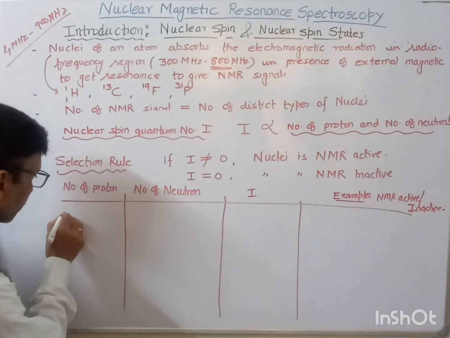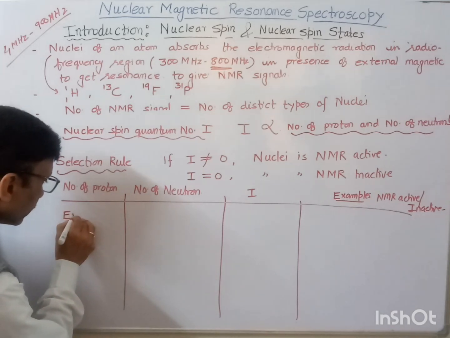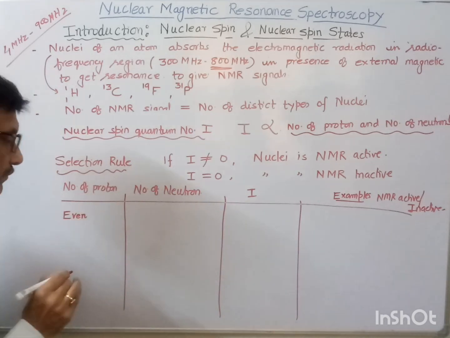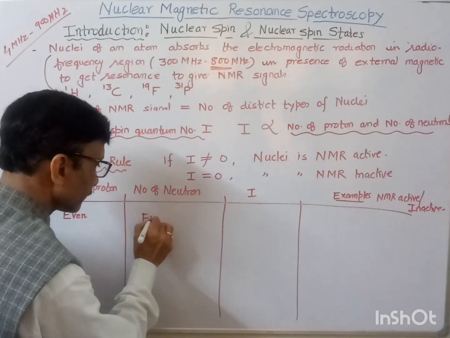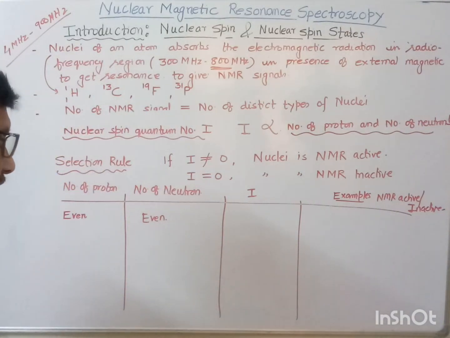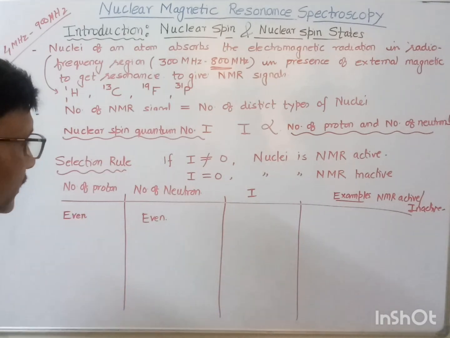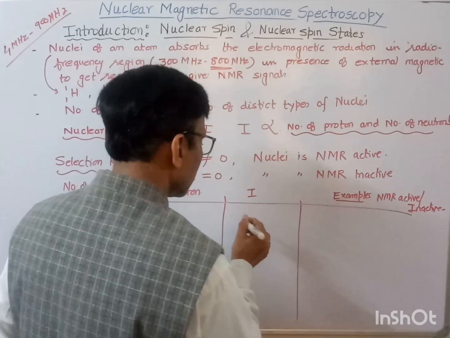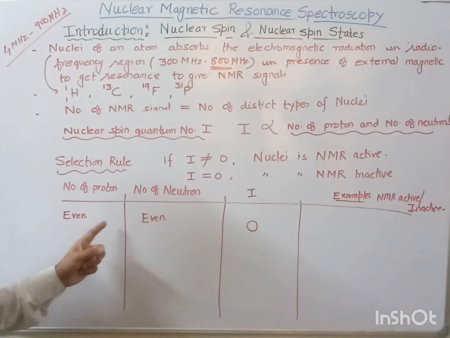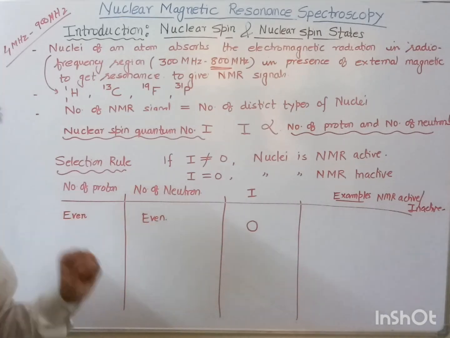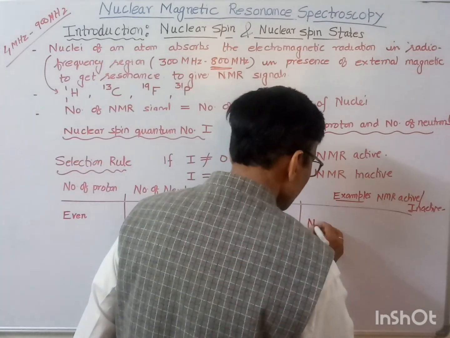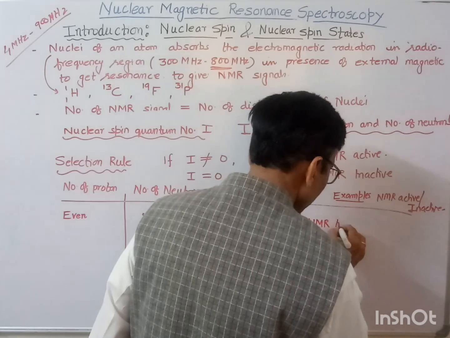Now suppose the number of protons in any atom is even, and the number of neutrons is also even. Both are even. Then in such a case, I will be equal to 0. If the number of protons and the number of neutrons are even, then I is 0, and such nuclei are NMR inactive.